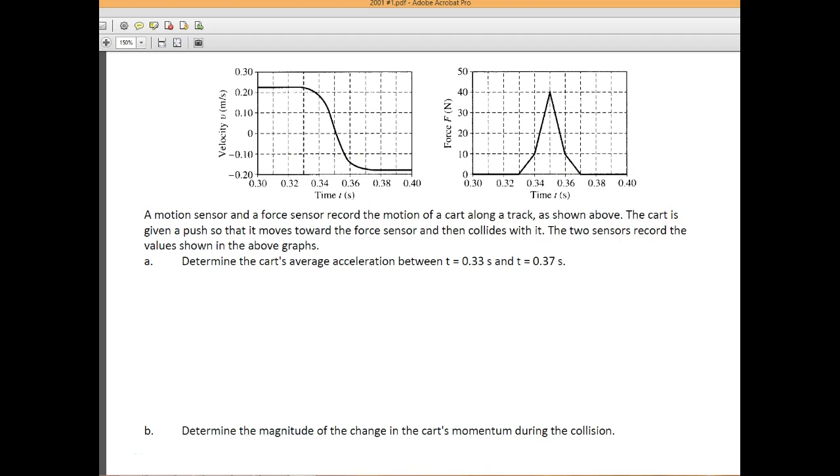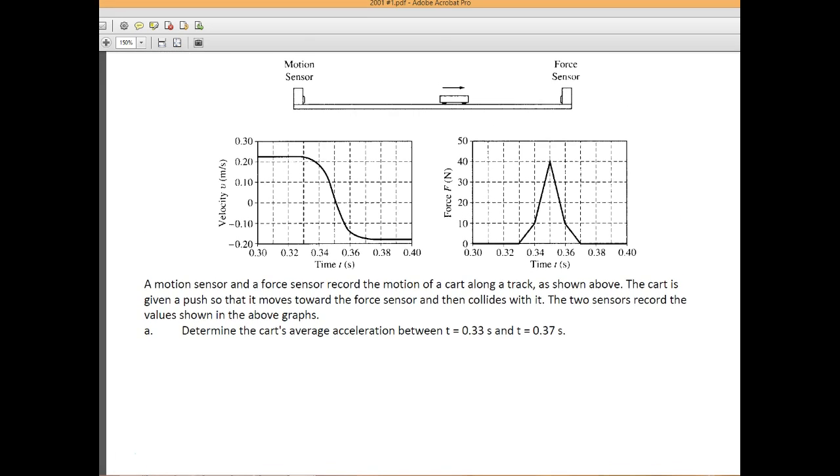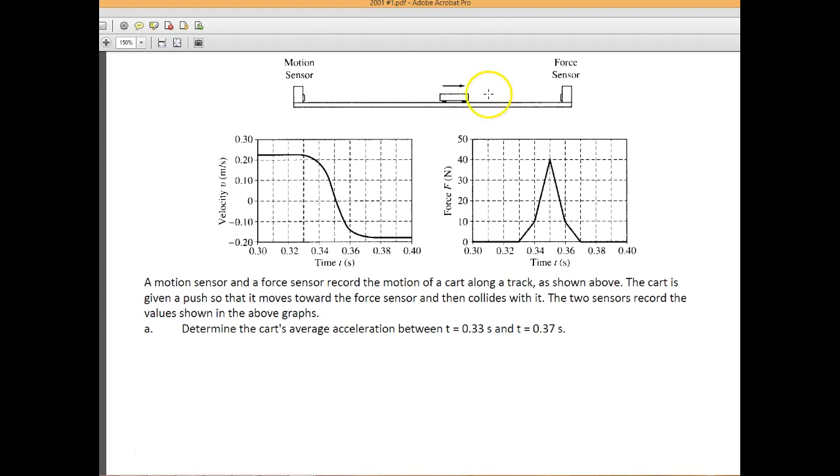This is a very great problem just because it's a lot like a lab that we do. Notice that we're recording for an object. We're looking at its speed. So here's the setup. You have a cart which comes down and hits a force sensor. The motion sensor tells us the velocity versus time, and the force sensor gives us this peak. Very similar to what we did in the lab. So they want us to find the cart's average acceleration between 0.33 seconds and 0.37 seconds.